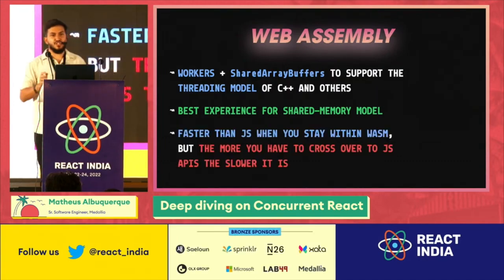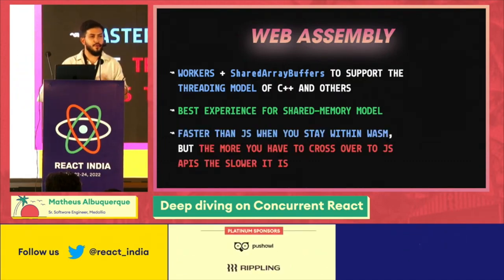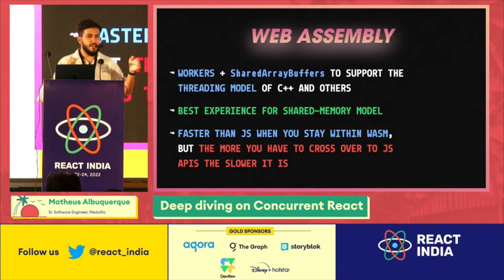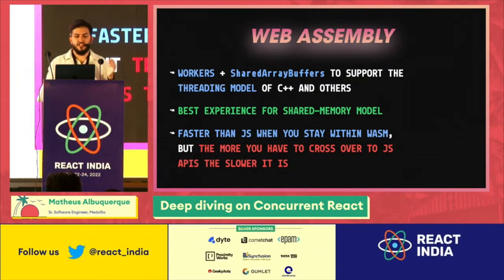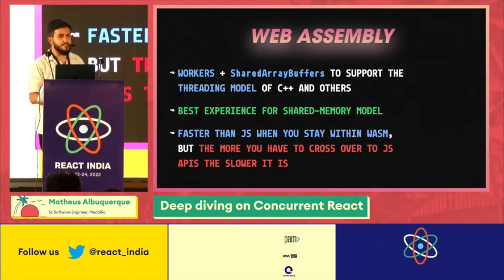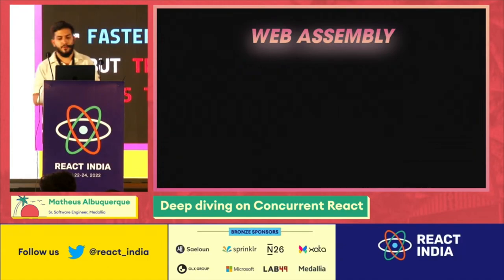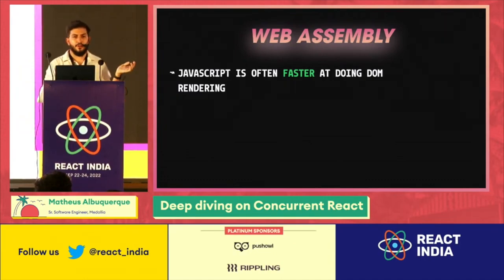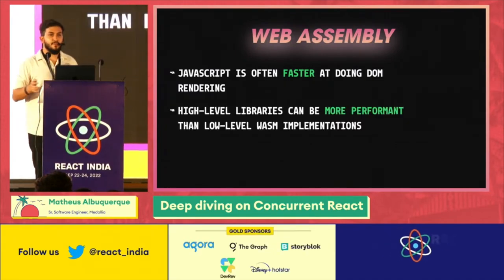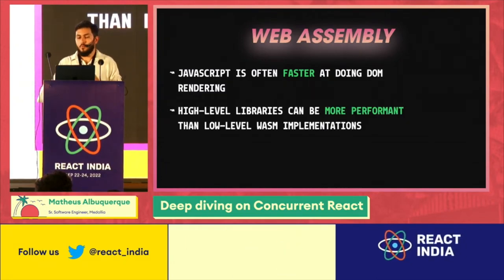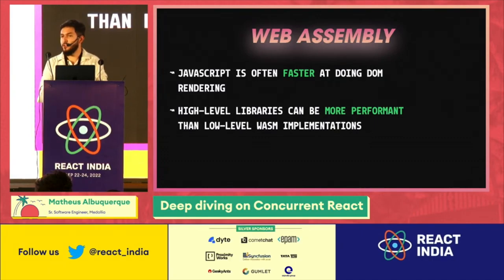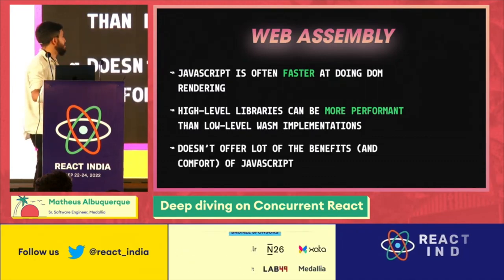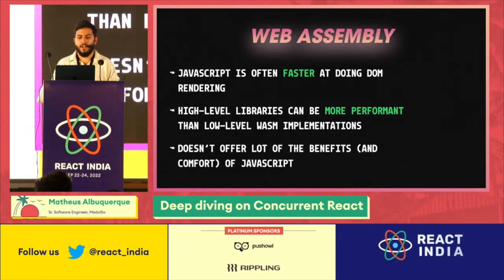It's usually faster than JS when you stay within WASM. But the first moment you have to do something that has to do with updating the DOM or manipulating something in the main thread, then you start realizing that it's not as fast as you expected. And there are many talks and benchmarks about that out there. So we come to realize that JavaScript is actually faster at doing DOM rendering a lot of times. And the high-level libraries you have, like React, Svelte, whatever, sometimes, for some scenarios, can be faster than the fastest low-level abstractions in WASM. And last but not least, you still don't have the benefits and comfort of writing JavaScript.